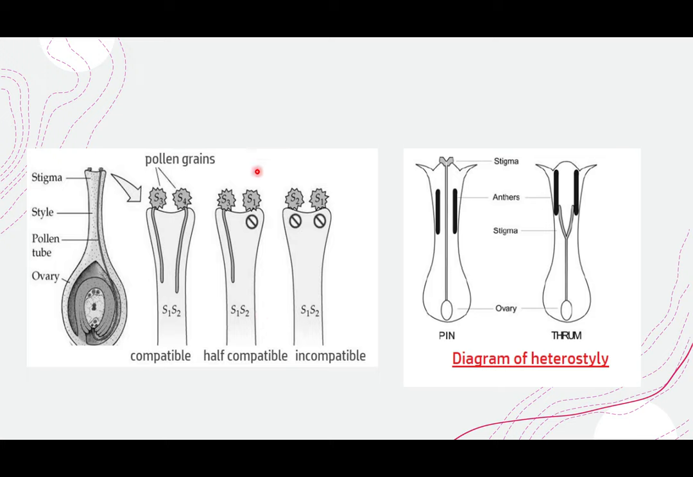But in the case of complete incompatibility, or self-incompatibility, this happens when the stigma does not react to any of the pollen from the same flower or from the same plant. So that is self-incompatibility, when you cannot be pollinated by the pollen coming from your same plant. Make sense?